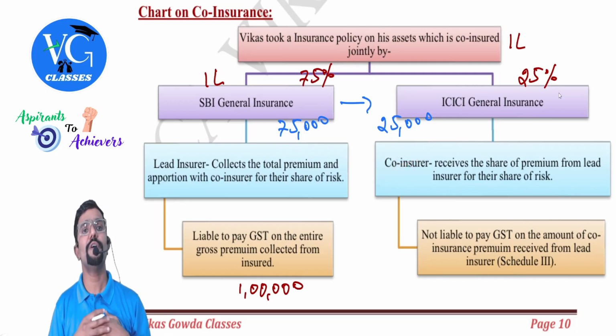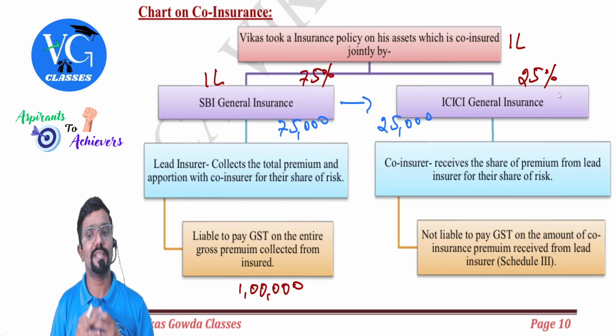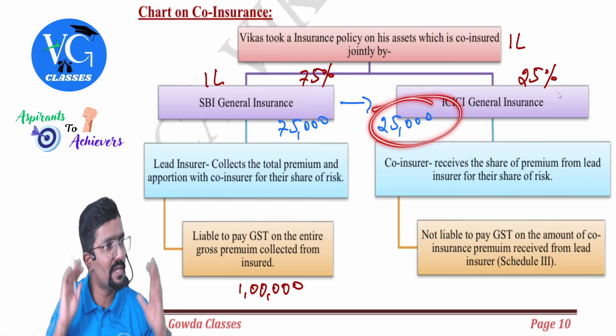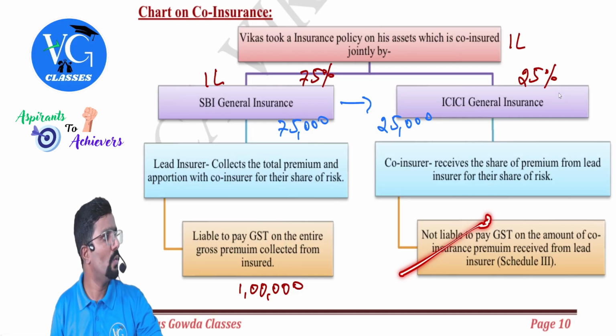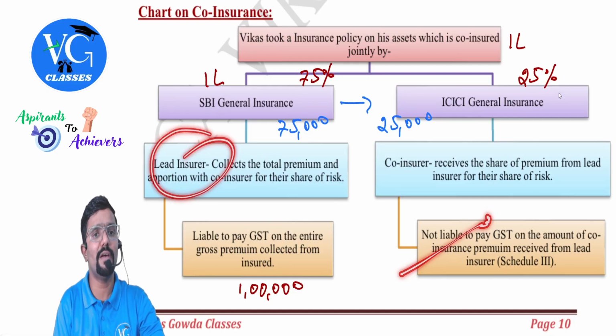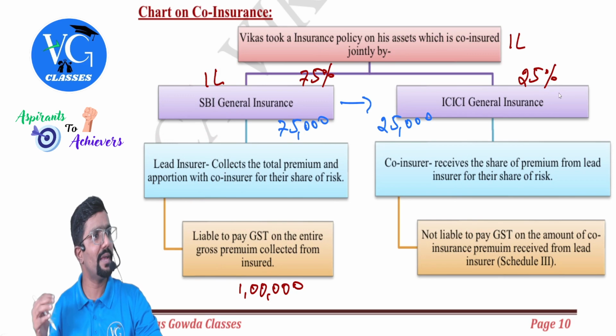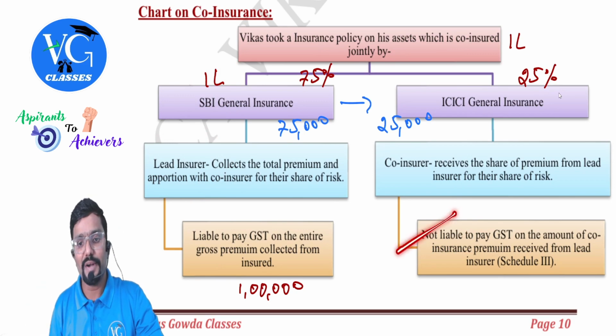Who is the co-insurer? The one who receives the share of premium from the lead insurer for their share of risk. Did they receive 25,000? Yes. Should they pay GST again, people? No. Why, sir? The lead insurer has already paid on the entire 1 lakh. Should he pay again? No. So that is what they are telling.